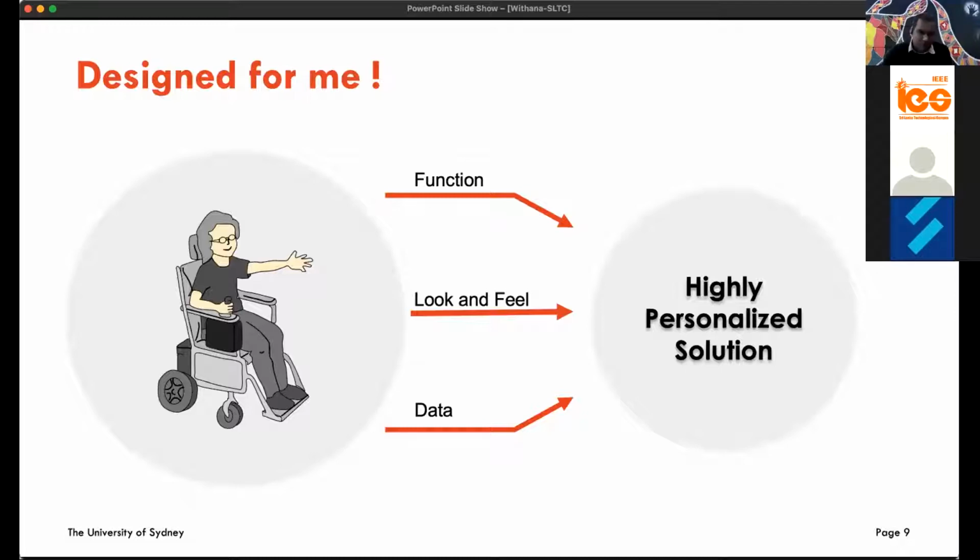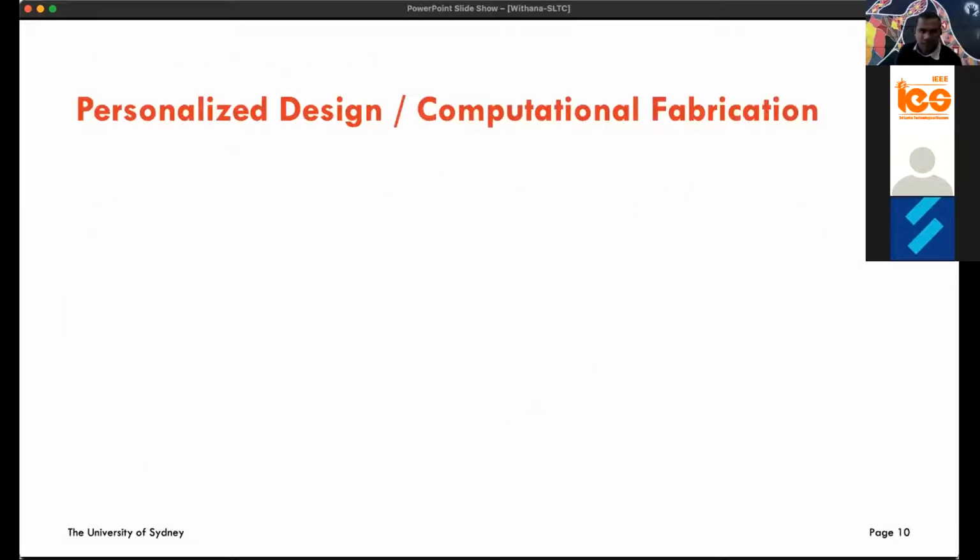This is where the innovation is important. When there are bigger problems, you have to come up with bigger ideas. You have to think out of the box. So my way of doing it is combining personalized design and computational fabrication. Now I'm going to explain this simply. It sounds very complicated, but it is not that complicated.